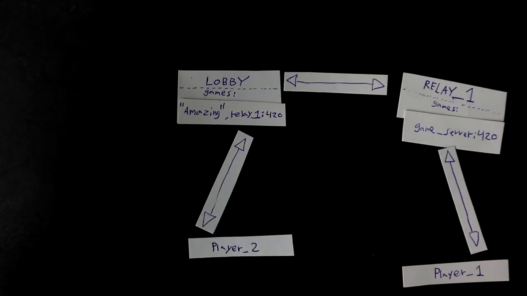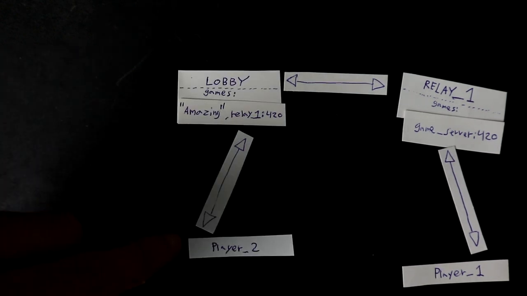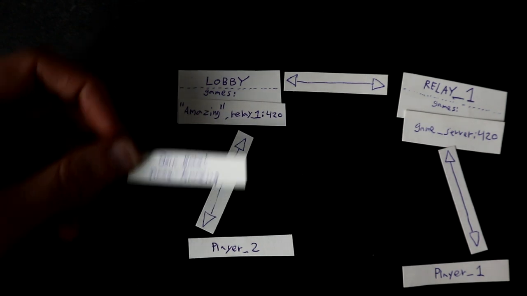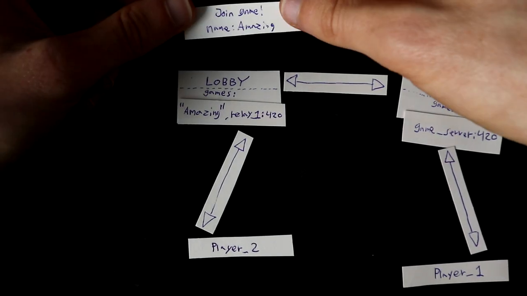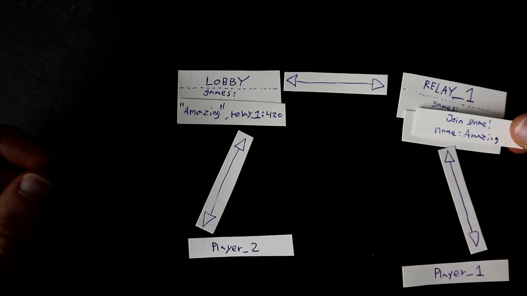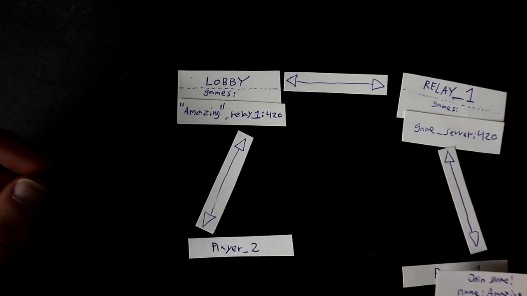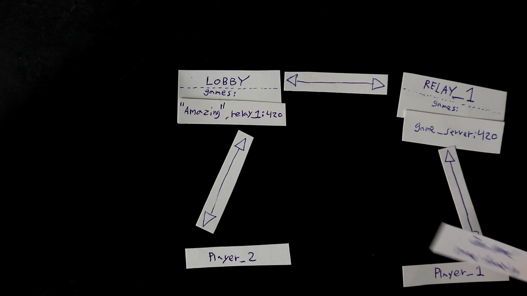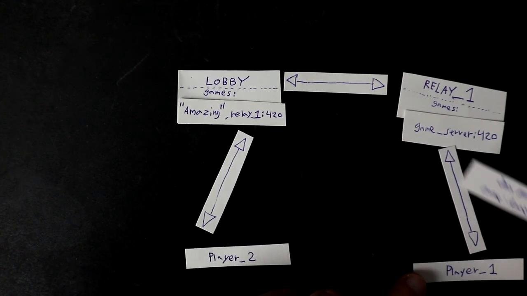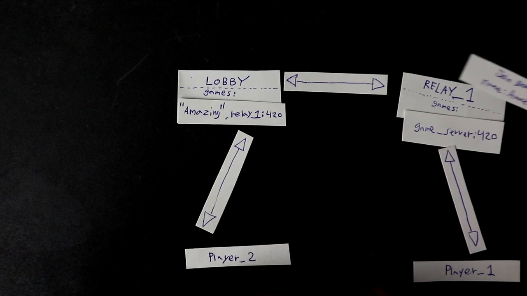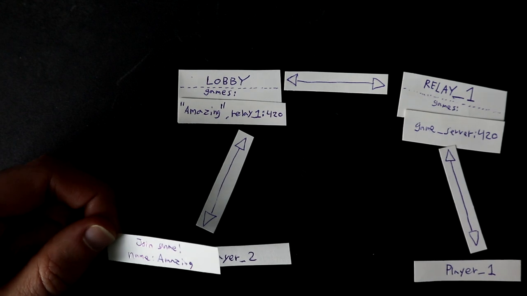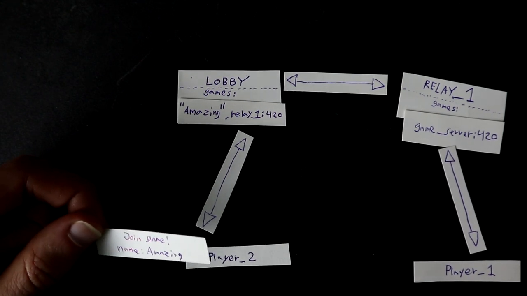"Hey lobby, are you hosting any games?" "Yeah, well, I'm hosting the amazing game." "Okay, great. I will join the amazing game." The lobby sees that, passes a message to the relay, and the relay then goes to the game server, and the game server asks the host of the game, "Player 2 wants to join, do you allow that?" Player 1 wants to play with player 2, so they say yes. They send a message back to the game server, the game server passes it to the relay, goes to the lobby, and the lobby goes to player 2 and says, "Yes, they accepted your invitation."